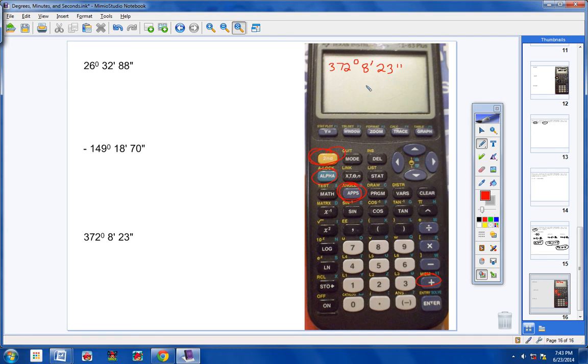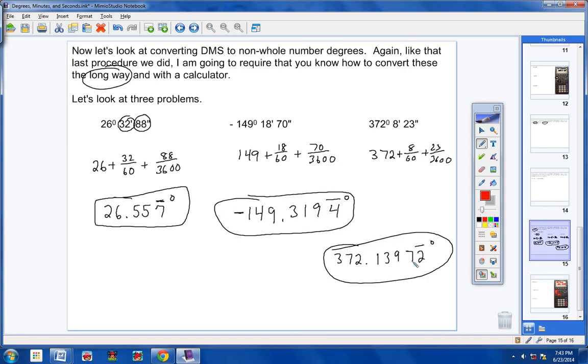And when you hit enter, it's going to be 372 degrees, 0.13972 repeating, which is the same thing that we got back here.